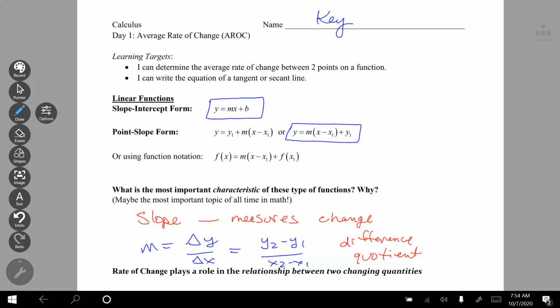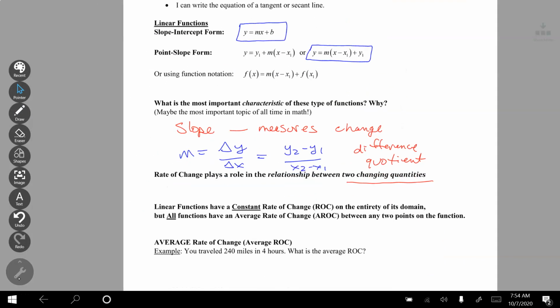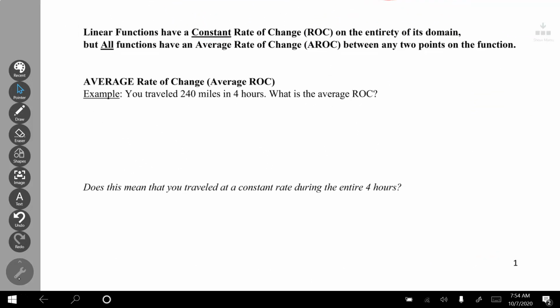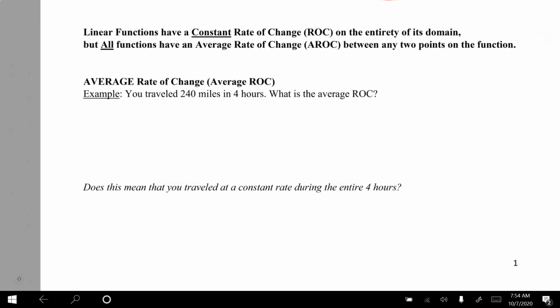And the rate of change plays a very important role because it is a relationship between two changing quantities. Very, very important. How things are changing. So in Algebra 1 and even Algebra 2, you talked about linear functions. They have a constant rate of change. If something is linear and the slope is 2, it is 2 everywhere. Whether you take 2 points that are close together or far apart, it's always going to be 2.